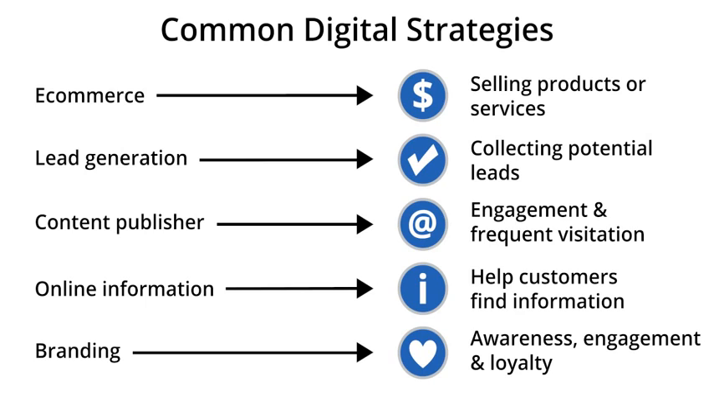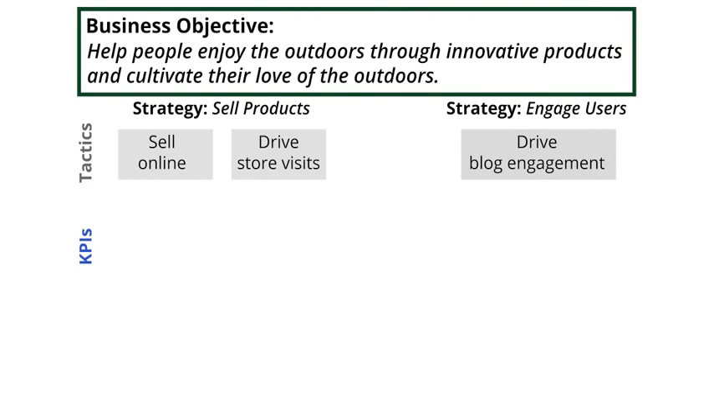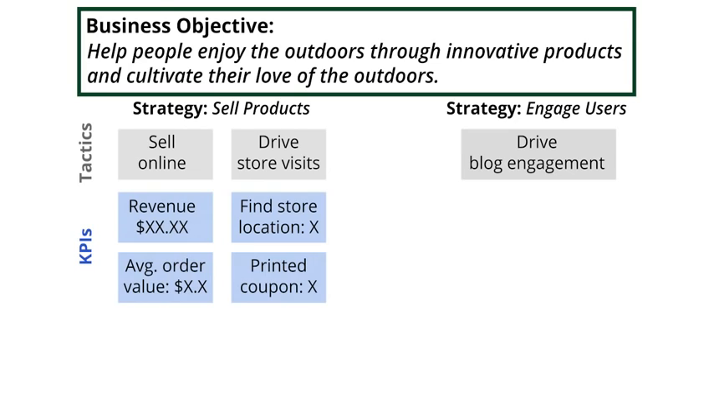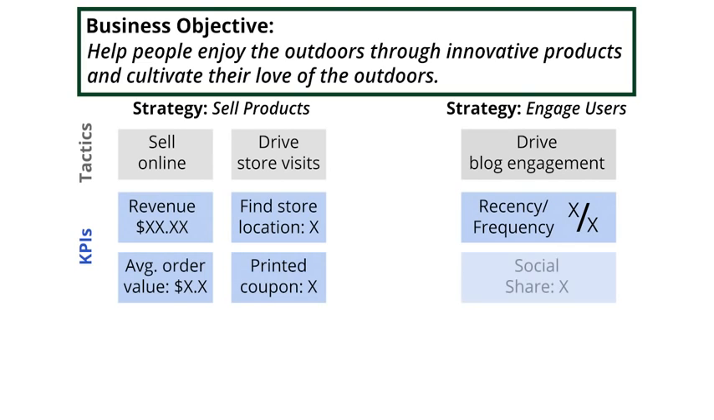Let's continue breaking this down. The next step is to choose the key performance indicators, also referred to as KPIs. These are the measurements of your strategies and tactics and are the numbers that you'll look at day to day to understand how your business is performing. In our example business, for selling products, we're going to look at KPIs like how much revenue we're generating and the average order value for each transaction. For the tactic of driving brick and mortar store visits, we can look at how many times the store locator on our site is used, or how many times users print a coupon for in-store use. To measure user engagement on our blog, we might look at recency and frequency metrics and whether or not users share our brand content on social networks.